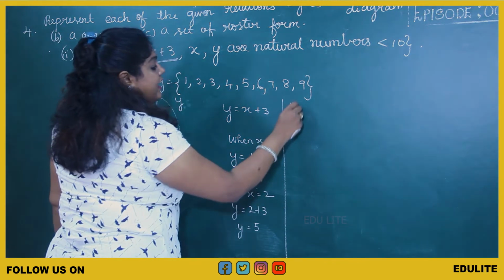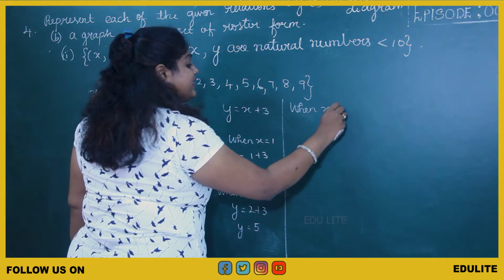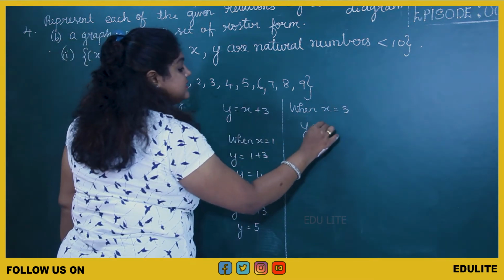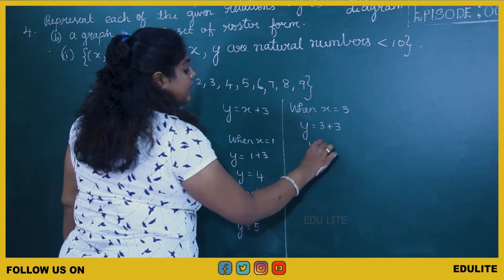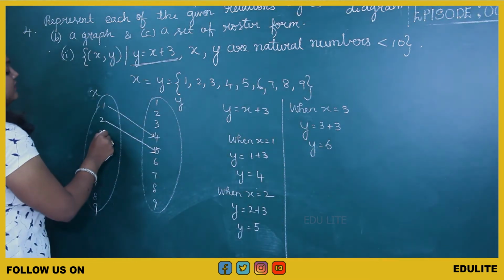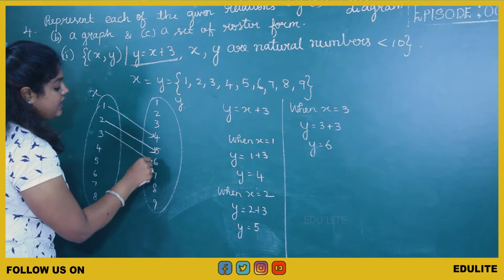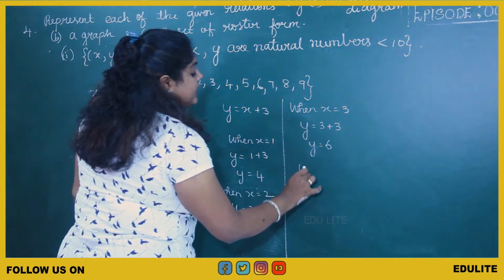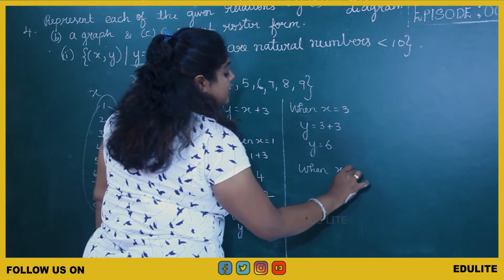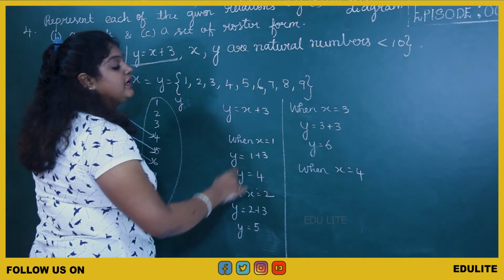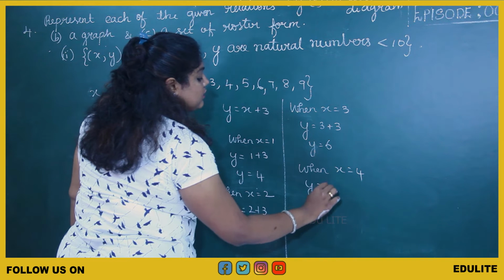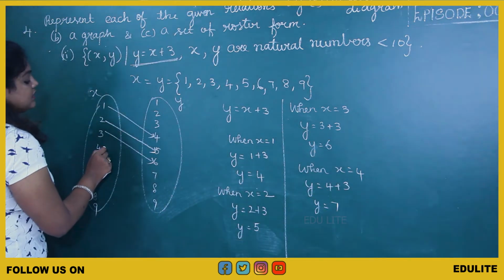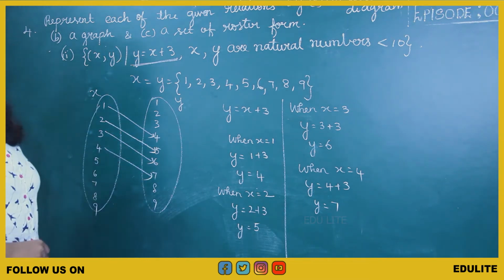Next, I will take x is equal to 3. Substituting in the same equation, I will get y is equal to 3 plus 3, y is equal to 6. So for x is equal to 3, y is equal to 6. Next we will take x is equal to 4. Substituting it in the same equation, I will get y is equal to 4 plus 3, y is equal to 7. When x is equal to 4, y is equal to 7.